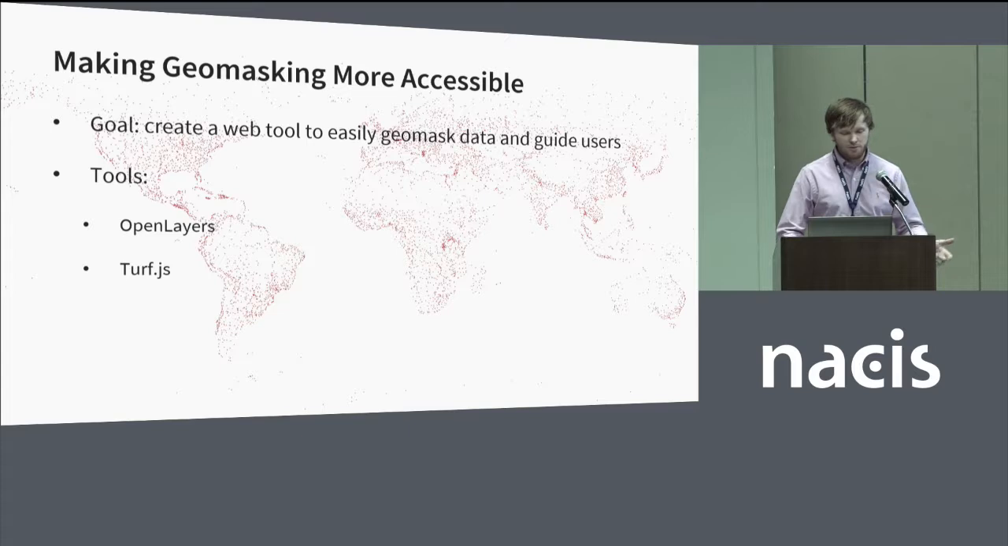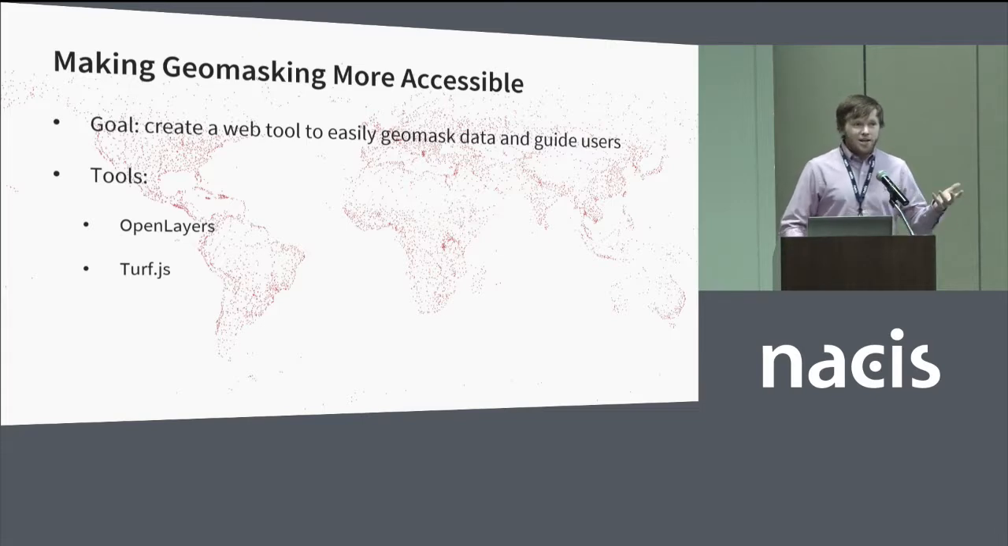So I armed myself with OpenLayers and turf.js. OpenLayers, I'm sure most of us are familiar. It's just a JavaScript mapping library. Turf.js is really cool. It allows you to do actually pretty powerful GIS analysis on GeoJSON data in the browser.